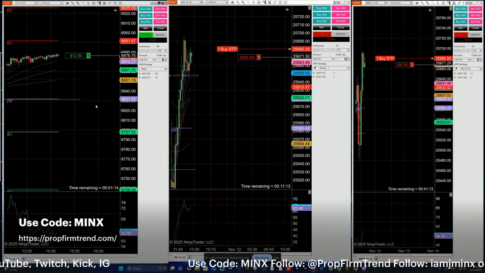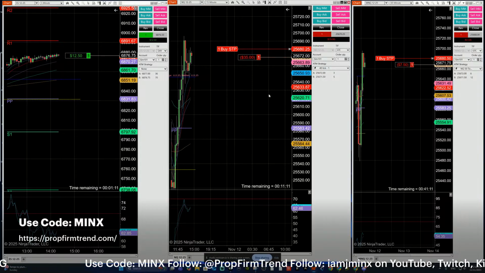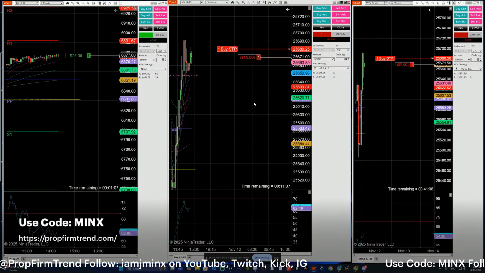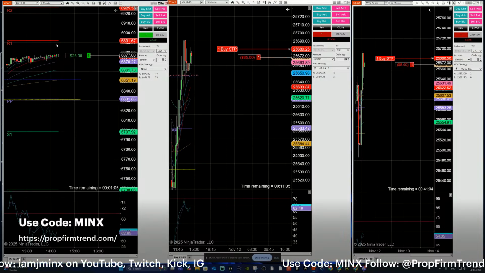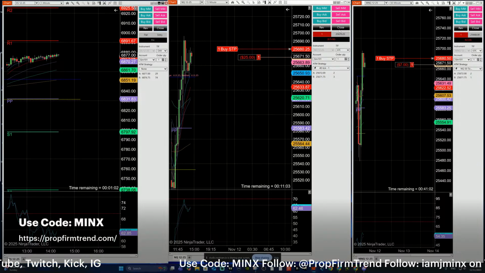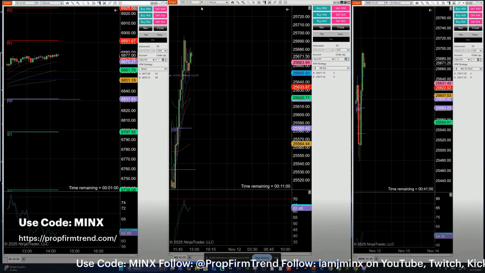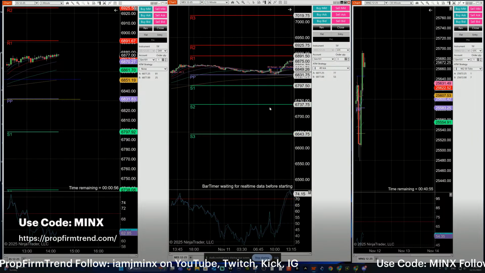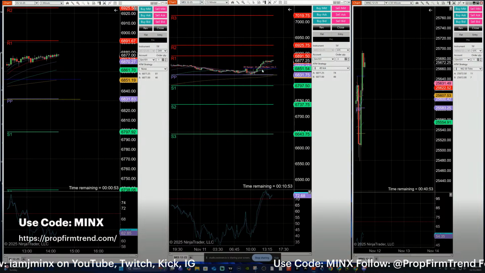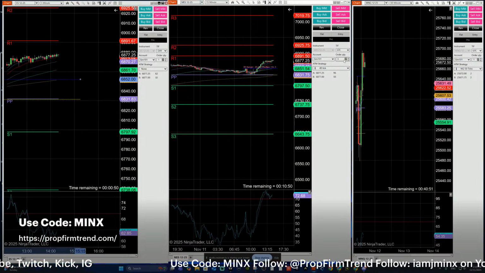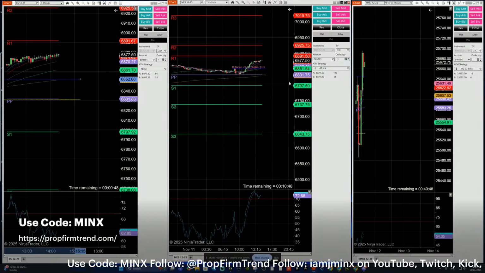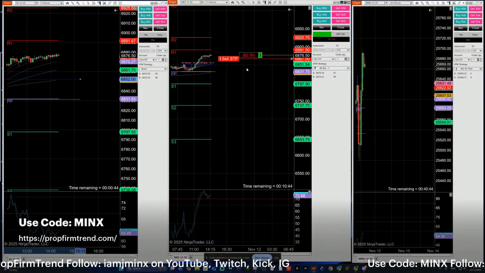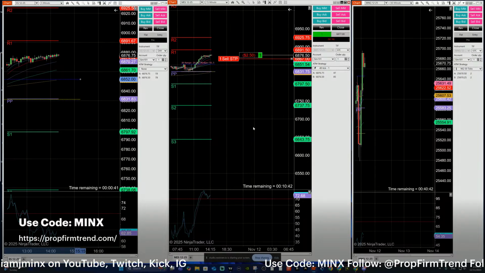ES is not as volatile as NQ. You guys have probably seen a lot of people trade NQ. It is a lot more volatile. So I'm just going to close these. And then MES, which is the micro version, kind of what I just talked about. There's MNQ, MES, ES. So it's $1.25 instead of $12.50 per each point.